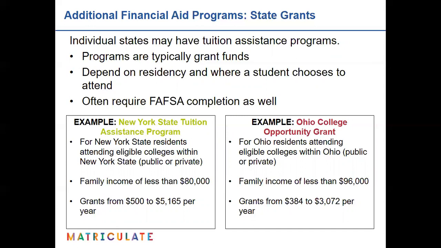So specifically for those of you who are working with New York students, this is for New York State residents who are attending eligible colleges within New York State. This can be public or private. Their family has to have an income of less than $80,000, and these grants can range from something like $500 to $5,165 per year. Again, this differs state by state, and each state will have a different grant program. As you can see with Ohio's College Opportunity Grant, this is only eligible for Ohio residents attending eligible colleges within Ohio. Their income threshold is different, at $96,000, and their grants can range from $384 to $3,072 per year.